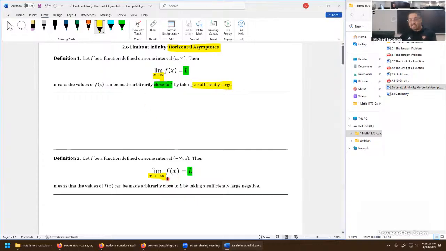If this limit exists, as we go towards negative infinity for f of x, and we have a value L, some finite number there, that means f of x can be made arbitrarily close to L. As f of x values get as close to L as you would like by making x sufficiently large negative, like say negative a million, negative 10 to the power 9, negative 10 to the power 20, and so on. So those are the two brand new limits.